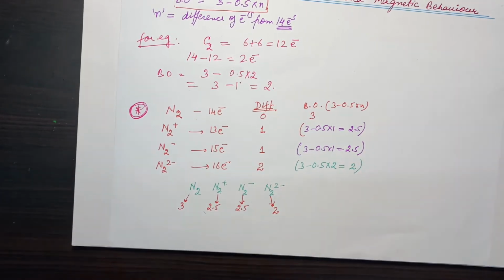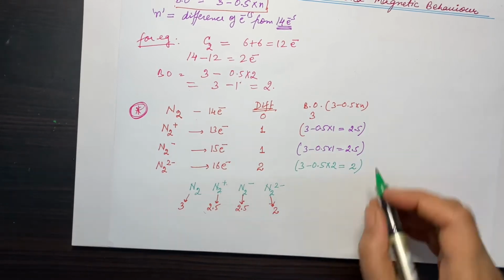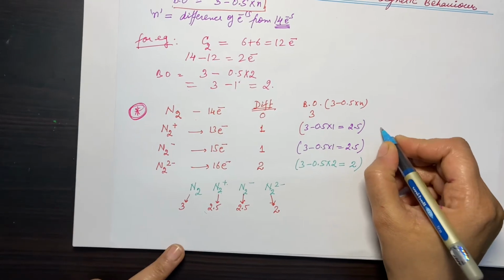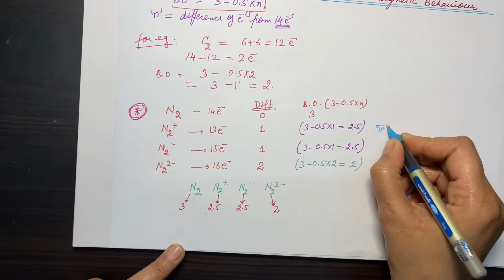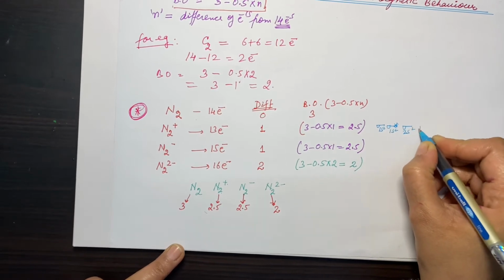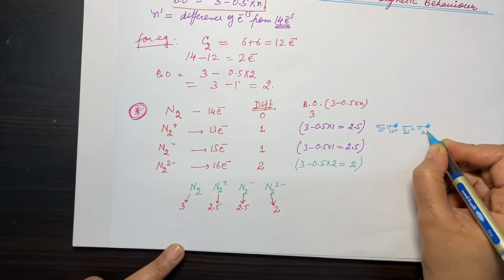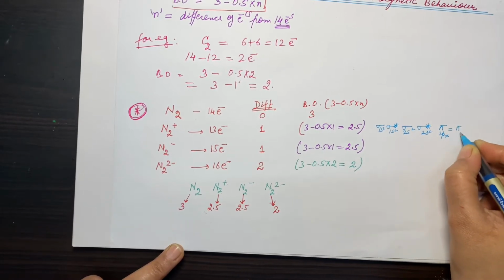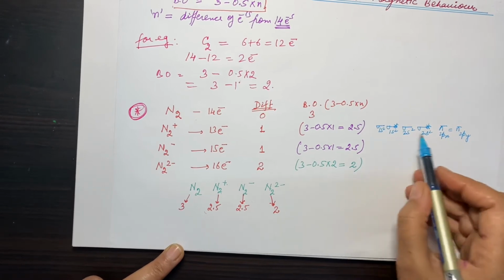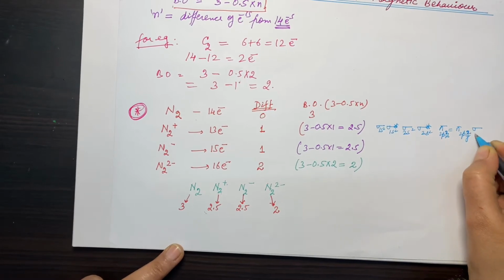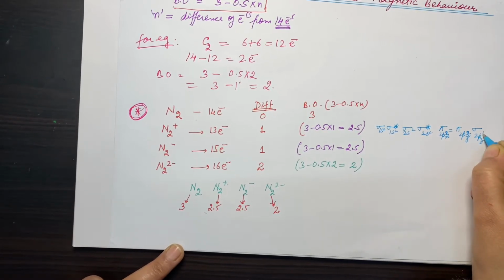Here we have sigma 1s2, sigma star 1s2, sigma 2s2, sigma star 2s2. Then you get pi 2px, pi 2py. So 8, 9, 10, 11, 12 and the 13th will be in sigma 2pz1.